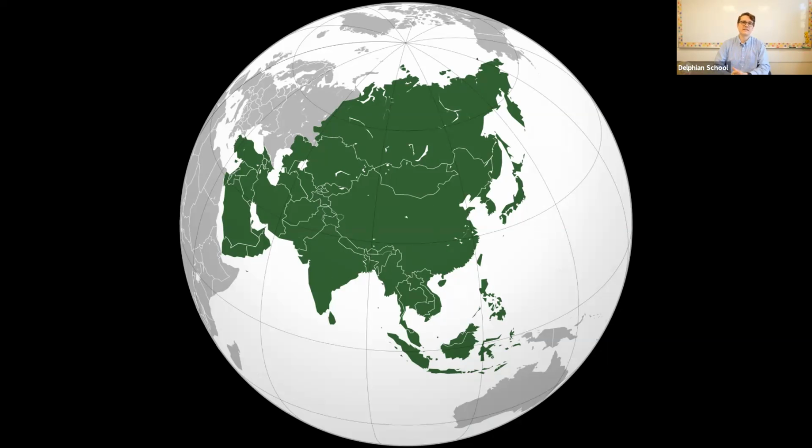Asia is the continent that has the most people living on it on the entire planet. China alone has more than 1 billion people living there. India also has more than 1 billion people living there. That's a lot of people.